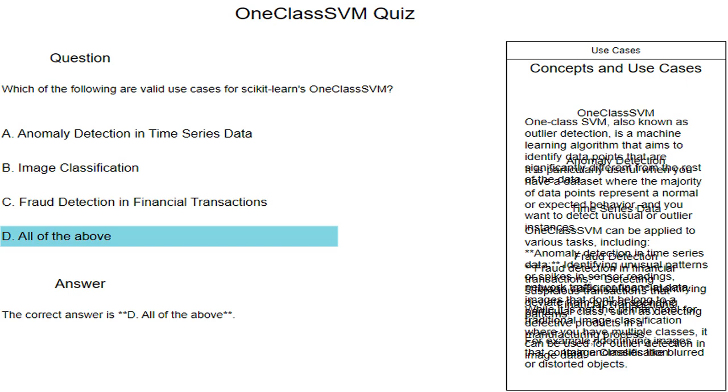Correct. One-class SVM, while not the primary tool for multi-class image classification, can be effective for outlier detection in image data. It can identify images that deviate significantly from the norm, such as images with blurred objects or distortions. Example: in a manufacturing process, one-class SVM can detect defective products in a batch of images. If most images depict a standard product, a few images with anomalies, blurry, distorted, or missing parts can be identified using one-class SVM. Image classification, identifying images that don't belong to a particular class, such as detecting defective products in a manufacturing process.